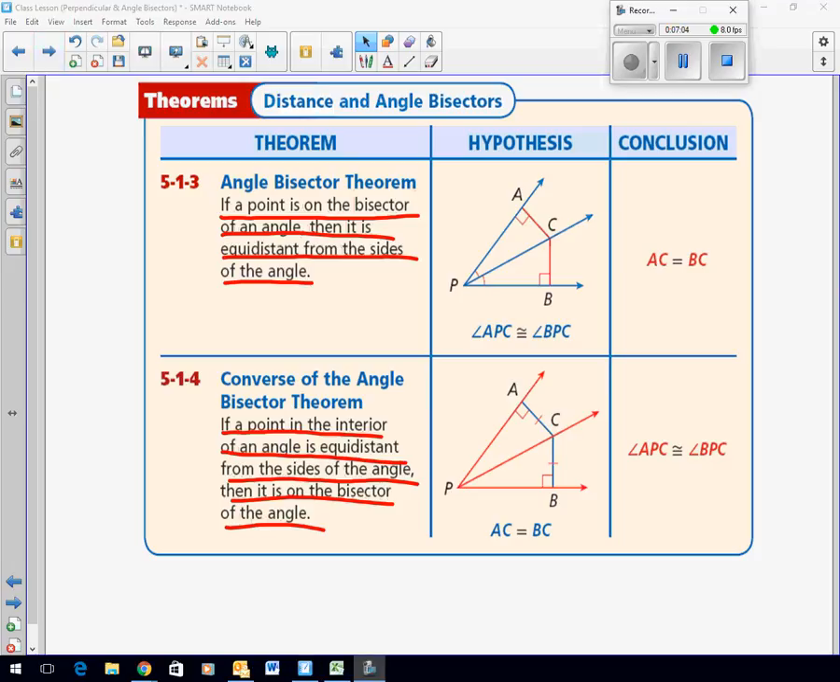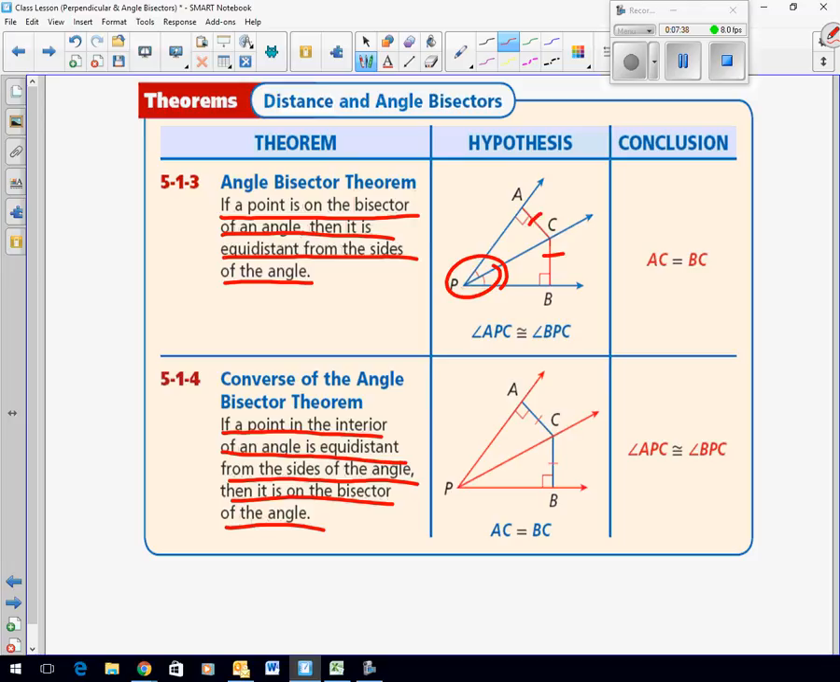Here we go. So check it out. Here's what this says. It says if PC is the angle bisector to angle APB, what does an angle bisector do? Bisects an angle, thank you, by doing what to it? Splits it in half. And when it splits it in half, it creates two congruent angles, right? Okay, y'all got me? Those are two congruent angles.